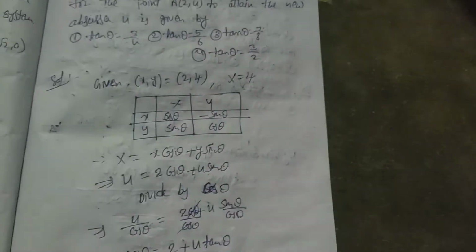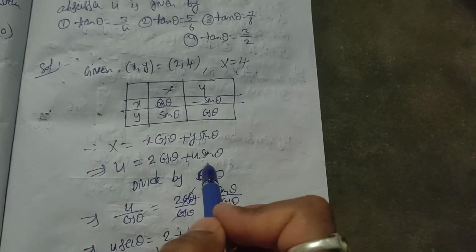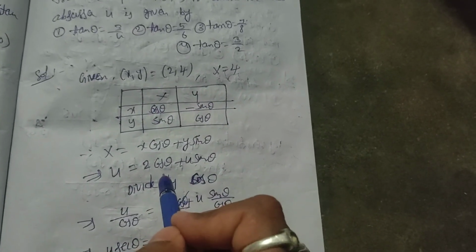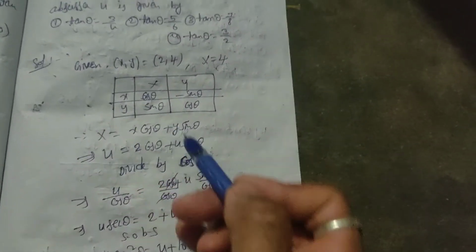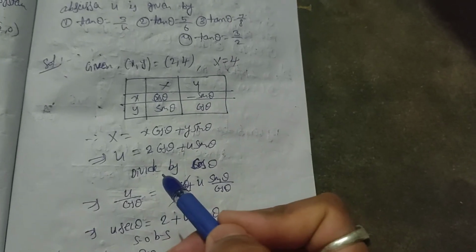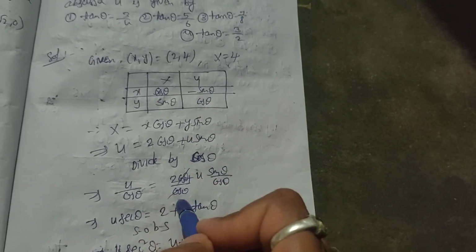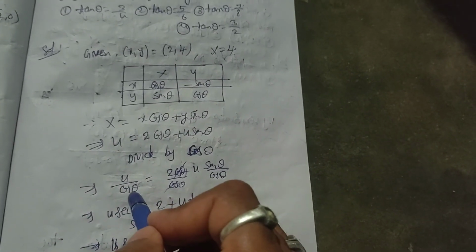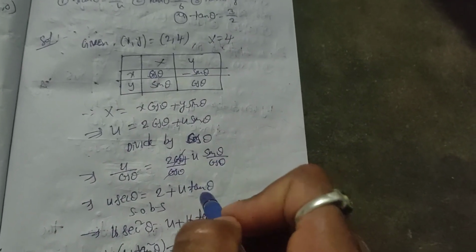To get tan theta, here cos theta is there, here sin theta is there. If you divide the entire equation by cos theta, sin by cos becomes tan theta, and cos theta by cos theta gets cancelled. So 4 by cos theta is equal to 2 cos theta by cos theta plus 4 into sin theta by cos theta. Cos theta gets cancelled, and 1 by cos theta means secant theta. So 4 secant theta is equal to 2 plus 4 tan theta.